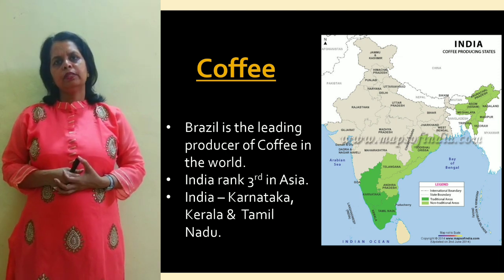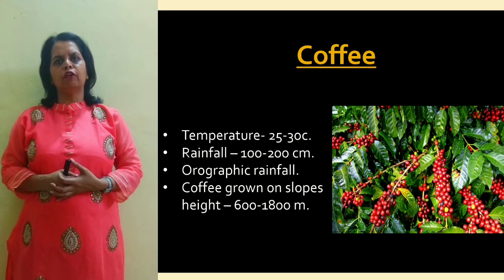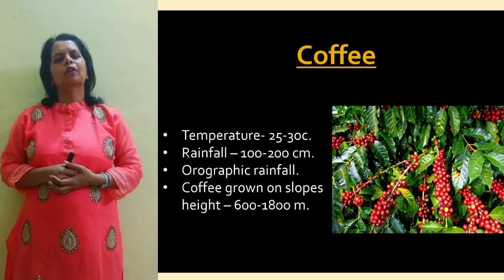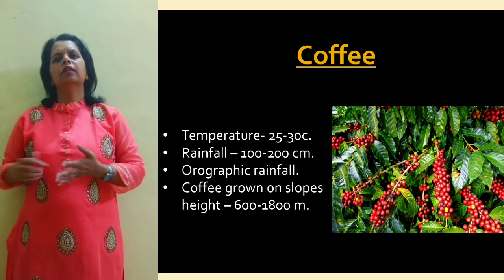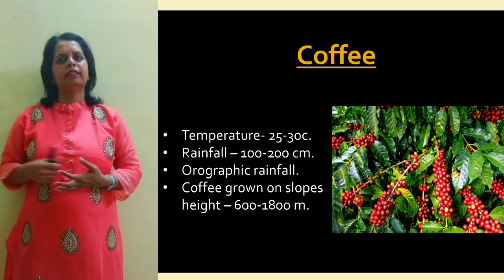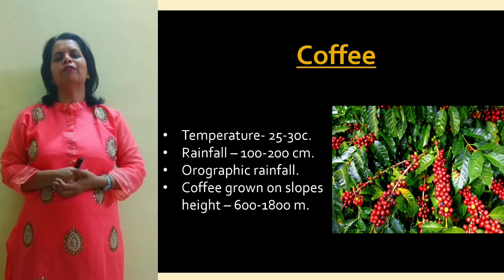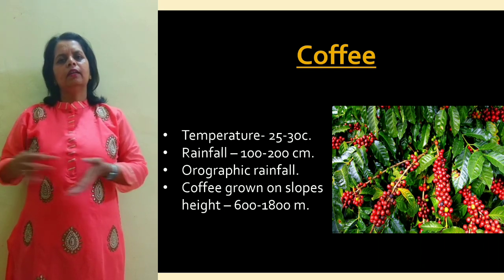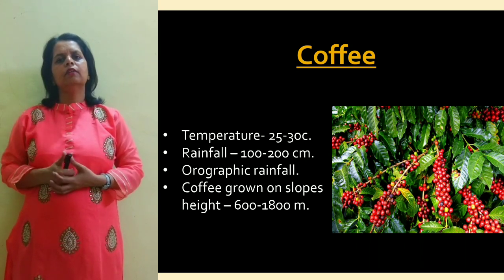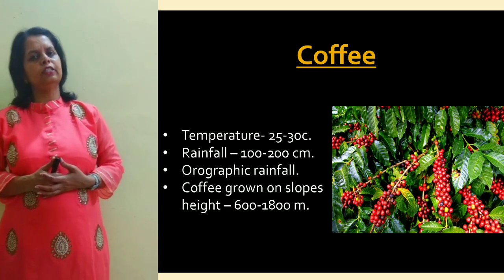When we talk about the geographical conditions required for the growth of coffee, let's discuss the temperature requirement first. A moderate temperature of 25 to 30 degrees Celsius is required. Coffee plants have to be protected from direct sunlight. Hence, wherever coffee is planted, many tall trees are also grown along with it. In India, we usually grow a mixture of banana and coffee, whereas in Brazil, leguminous crops are also grown along with the coffee, so as to restore the fertility of the soil.